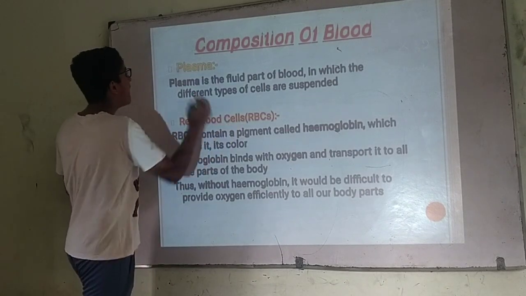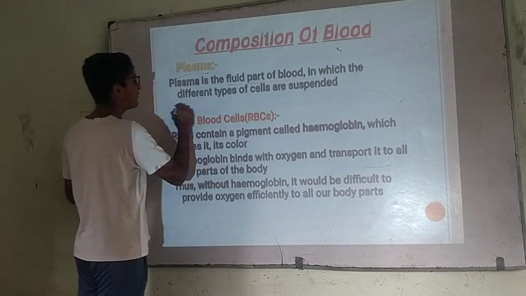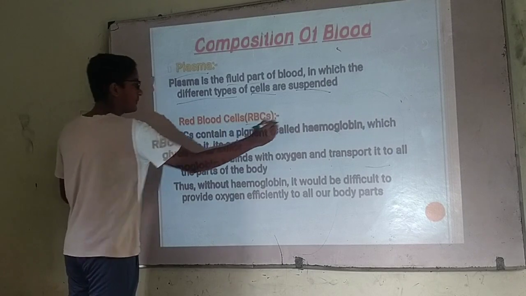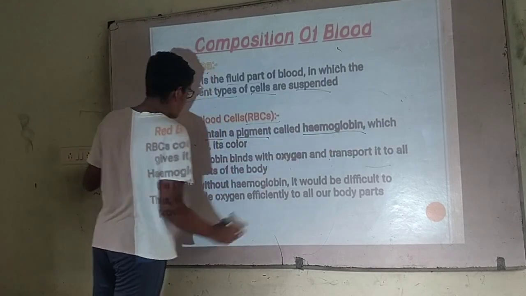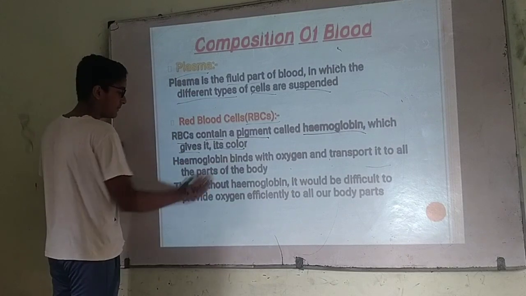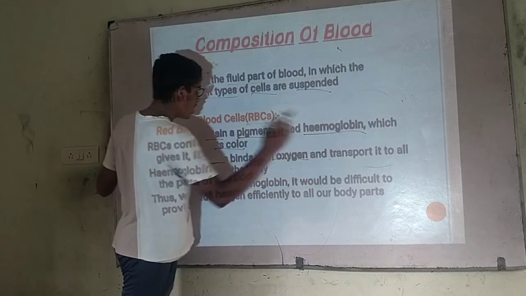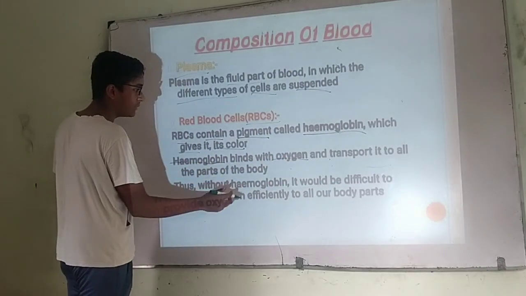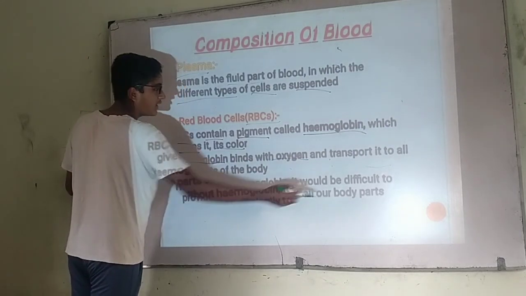Composition of blood. Plasma. Plasma is the fluid part of the blood in which different types of cells are suspended. Red blood cells or RBCs. RBCs contain a pigment called hemoglobin which gives them their color. Hemoglobin binds with oxygen and transports it to all the parts of our body. Thus, without hemoglobin, it would be difficult to provide oxygen efficiently to all our body parts.